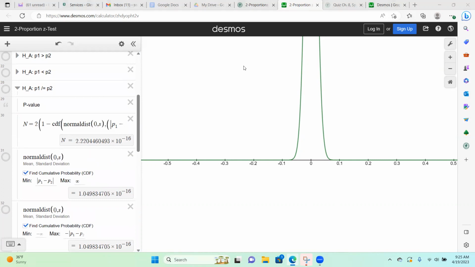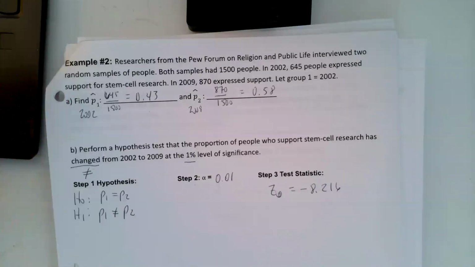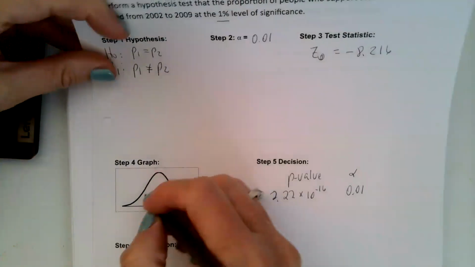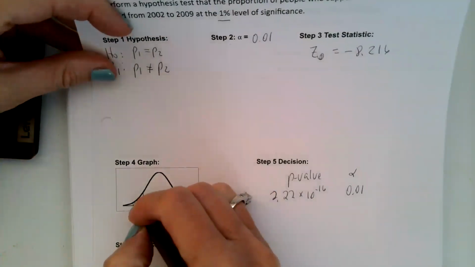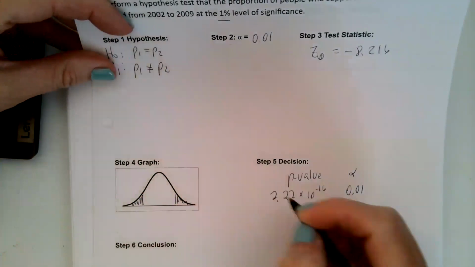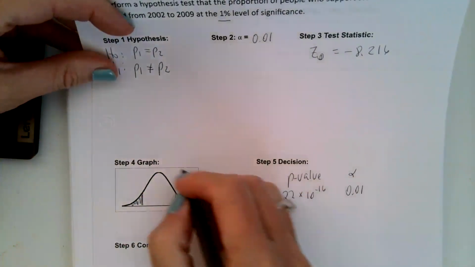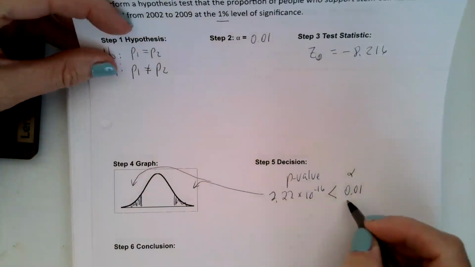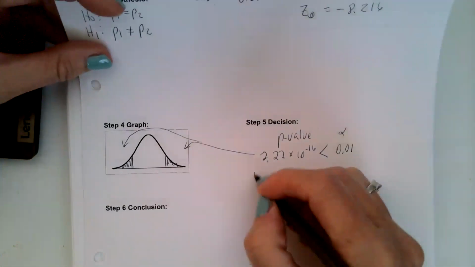Okay, so if we go back to our paper, we are doing a two-tailed test, so we're going to shade both sides here, and we're going to point out that our p-value is kind of split between the two. And yes, our p-value is much smaller than 0.01, so we do reject H0.